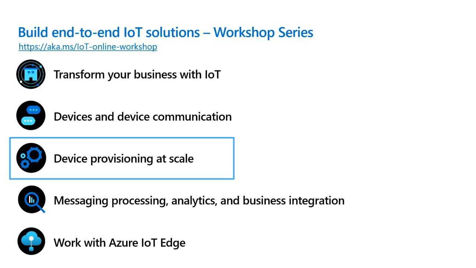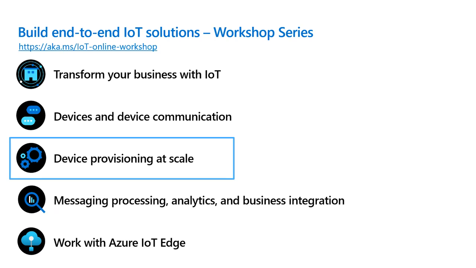So the first part of that series, we talked all about transforming your business with IoT. The last one, we talked about devices and device communication. That was really all about IoT Hub and how to get started there. Today, we'll talk about device provisioning at scale. This is really for us to deep dive into what is the device provisioning service and how do you scale to millions and millions of devices.